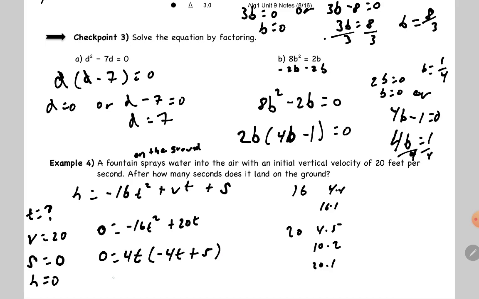So either 4t is 0, so t equals 0, which doesn't make sense because technically the water hasn't left the ground yet, so you could say at the beginning, or negative 4t plus 5 equals 0. So I subtract 5 over, I'll get negative 4t.